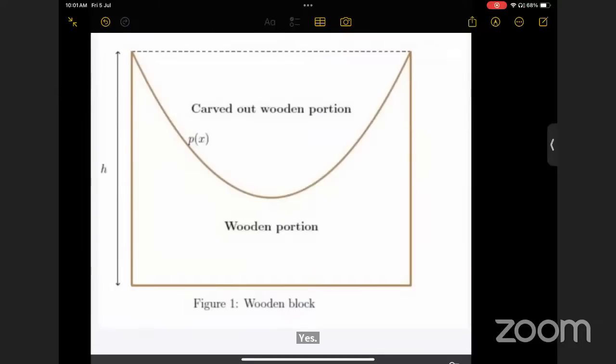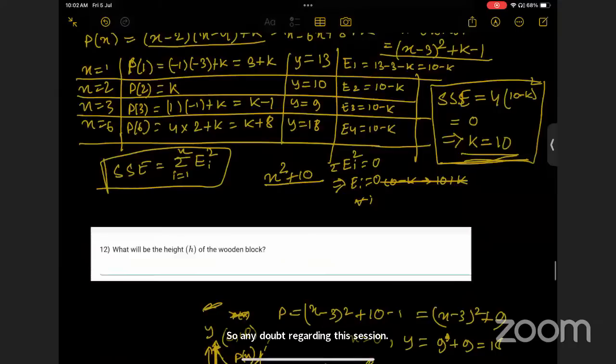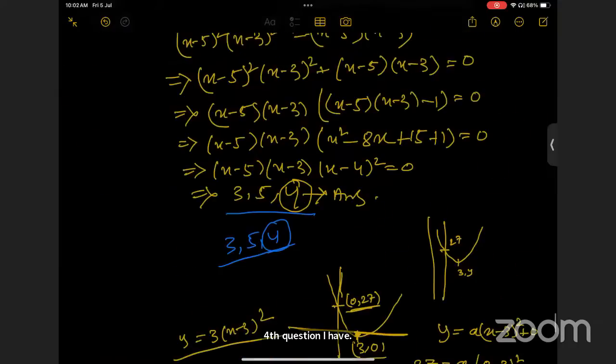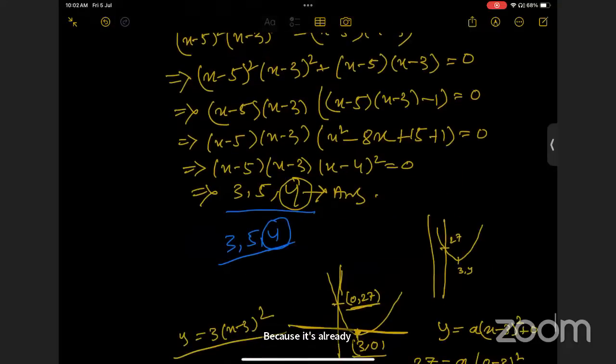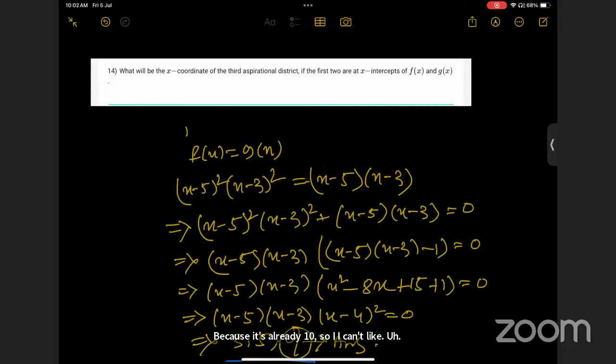So any doubt regarding this session? Fourth question. No, ma'am. Okay. I hope we can end this session because it's already 10. So I can't extend this.